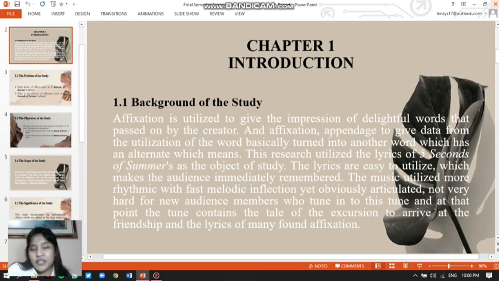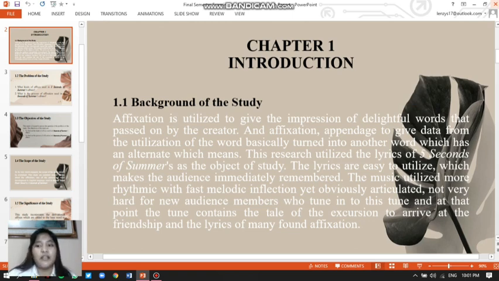Chapter 1, Introduction. 1.1, background of the study. Affixation is utilized to give the impression of the delightful work passed on by the creator, and affixation gives data from the realization of the work, turning it into another work which has a different meaning. This research analyzed the lyrics of 5 Seconds of Summer as the object of the study. The lyrics are easy to analyze, which makes the audience immediately remember.